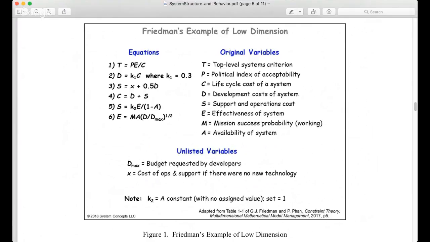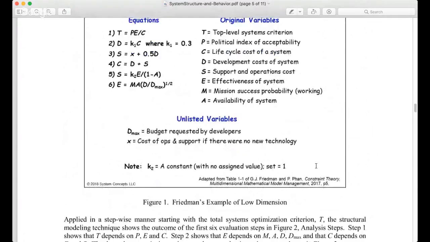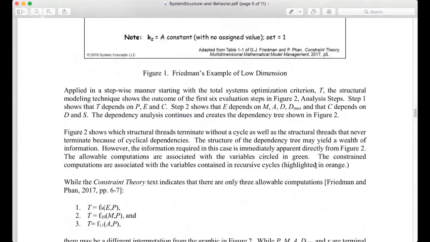And so what we found here again was that we had two unlisted variables, D max and X, and then of course we had one constant that wasn't assigned, so we just set that to 1. And then we went through and just answered the question, drew the picture for depends on. And now this creates a dependency tree, which is a different structural model of this group of equations.